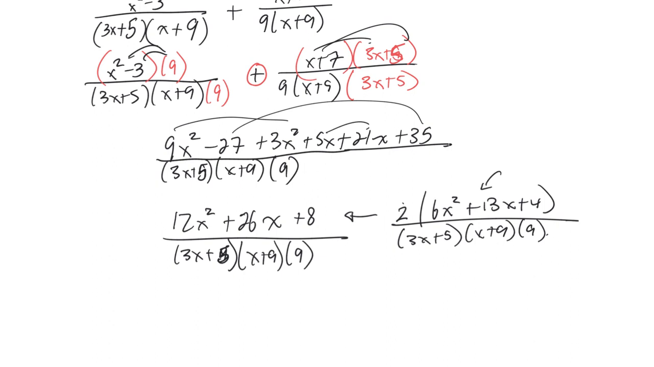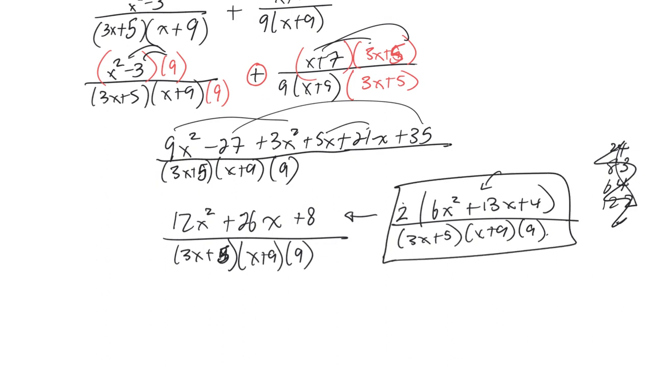Here, I could try and factor, so 6 times 4 is 24. Things that multiply to 24 and add to 13. 8 and 3, 6 and 4, 12, 2, not going to happen. So I would probably leave it like this, although if you can't factor the whole thing, maybe this is how they want it written. And I think that's what you had.